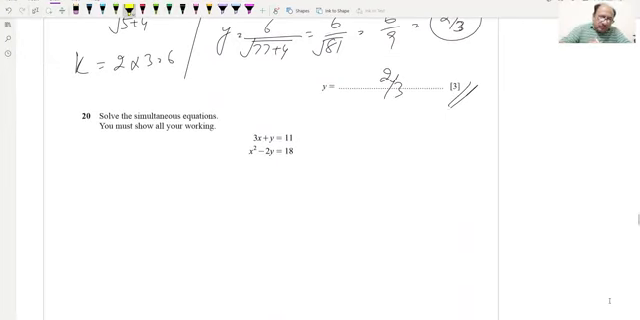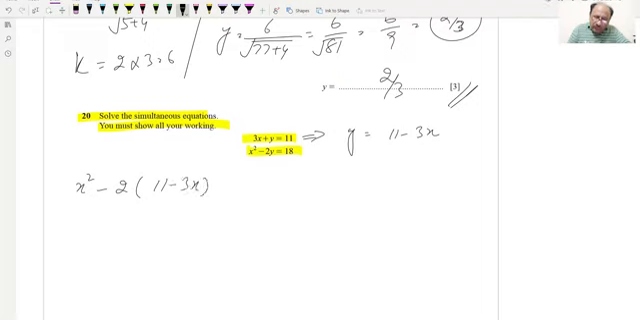Hopefully you understood this. Now question number 20 is a simultaneous equation. One is linear, the other one is quadratic, so non-linear. So we can basically find the value of y from the first equation. This will be minus 3x plus 11, or we can write 11 minus 3x, and this value we will be replacing in the second equation. So x squared minus 2 into y, which is 11 minus 3x, and this is equal to 18. We can open the brackets, x squared minus 22 plus 6x is equal to 18, or we can write minus 18 is equal to 0.